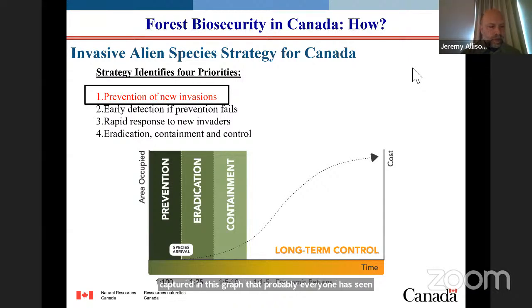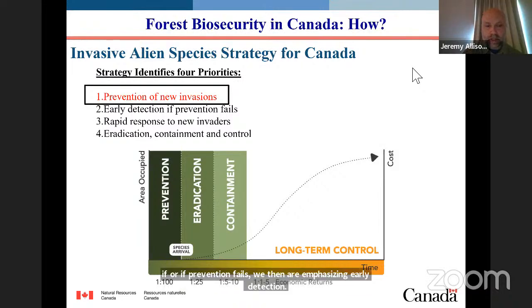But the idea is that it's a lot cheaper to manage a problem if you never have the problem. So we're trying to prevent things from ever establishing. But if prevention fails, we then are emphasizing early detection.